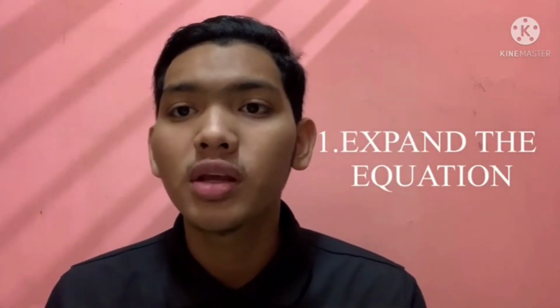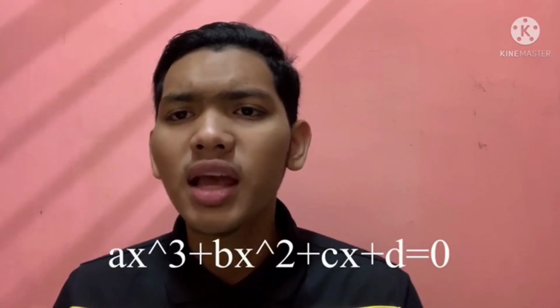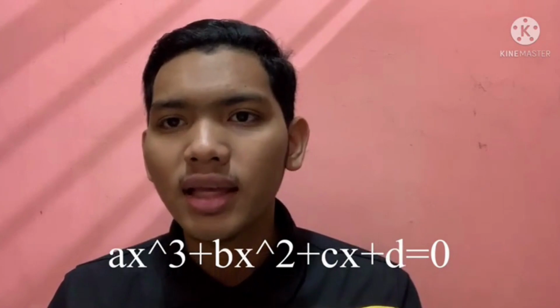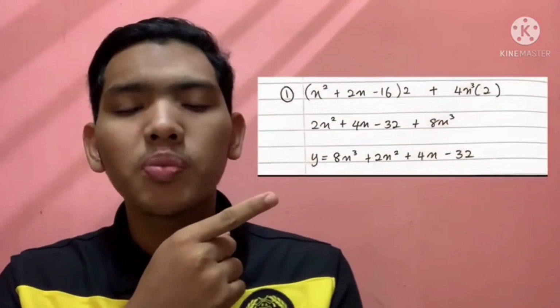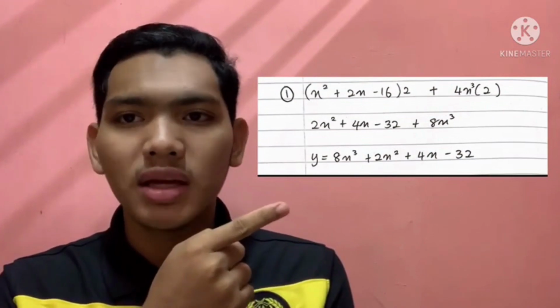Firstly, when you get this question, you must first expand the equation to be a polynomial, like ax cubed plus bx squared plus cx plus d. So we go to expand first, and you will get y equal to 8x cubed plus 2x squared plus 4x minus 32.